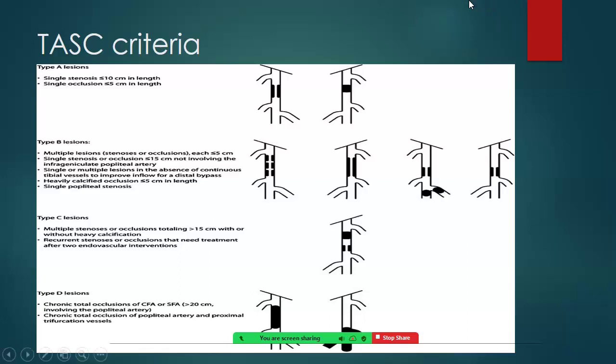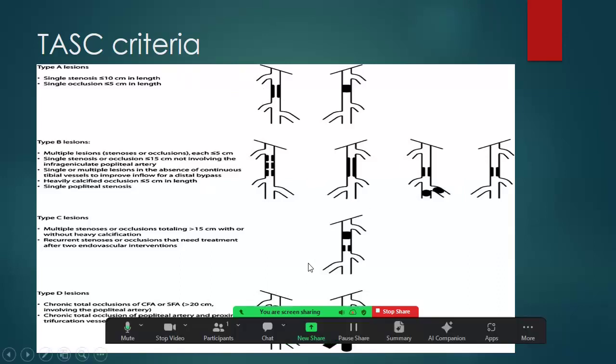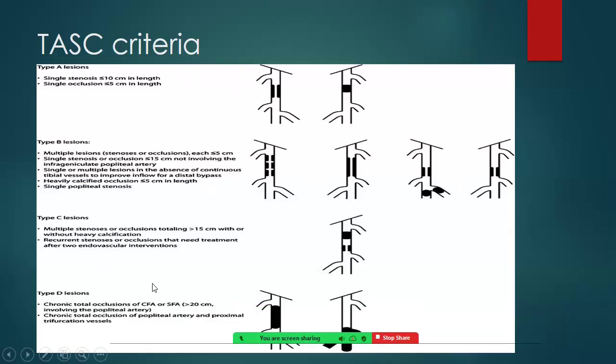So this is the type A lesion, less than 5 centimeter, less than 10 centimeter occlusion, type B lesion, based on this. The type D lesion generally includes BTK disease, popliteal trifurcation, and more than 20 centimeter segment of the SFA. Any artery involvement is a type D disease. So these type D diseases are very difficult to treat. Most of the time we get only type D cases in actual practice. When the patient comes, whether it is Buerger disease or atherosclerosis, most of the patients fall in the category of type D.